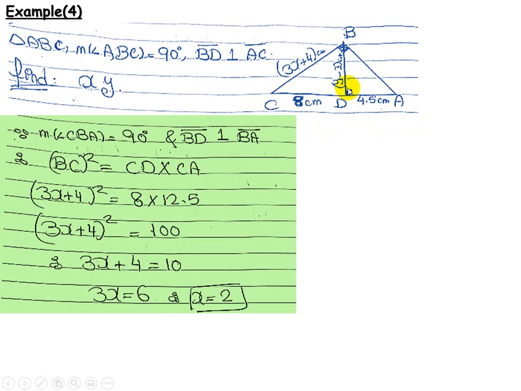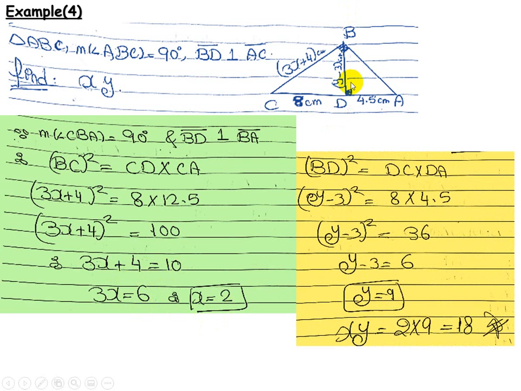Since the measure of angle ABC equals 90 and BD is perpendicular to AC, I can use Euclidean theorem, which means that BC squared equals CD times CA. (3x plus 4) power 2 equals CD, which is 8, times CA, which is 12.5. The product gives me 100, so 3x plus 4 equals root 100, which means 10. So 3x equals 6, which means that x equals 2.